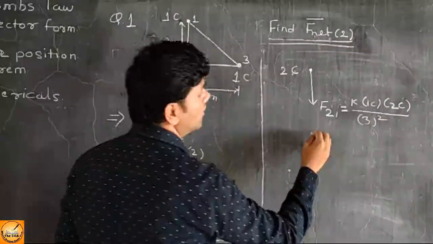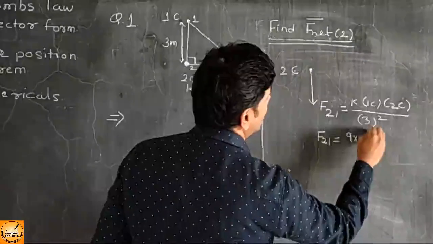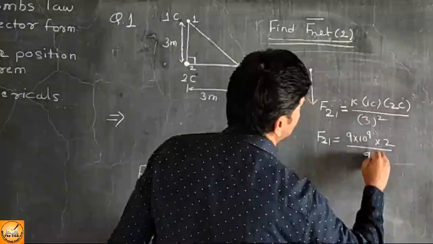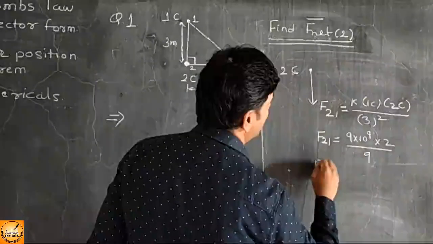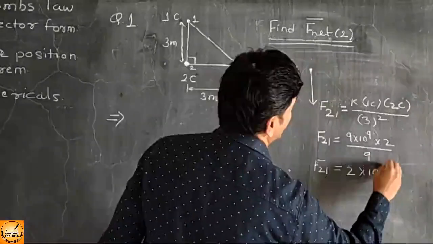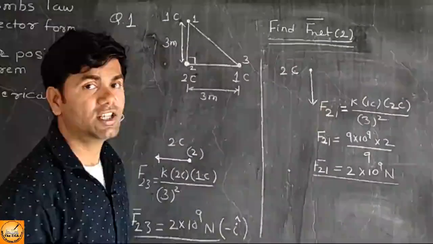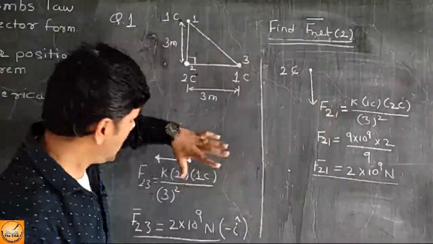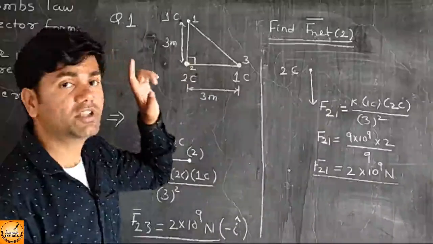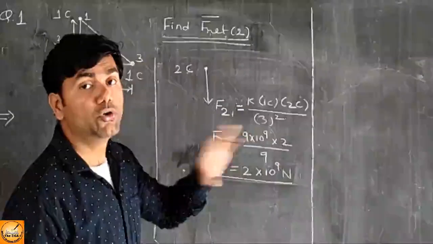So if I put K value over here, once again what are we going to get? F21 is 9 into 10 to the power 9, 1 coulomb into 2 coulomb, that will be 2, divided by 9. If we solve this, we are going to get the same answer which we got last time, that is 2 into 10 to the power 9 Newton. So this is the force which is going to act on this 2 coulomb charge due to this 1 coulomb charge. So we have found the individual forces which act on this 2 coulomb charge. F21 is equal to 2 into 10 to the power 9 Newton.